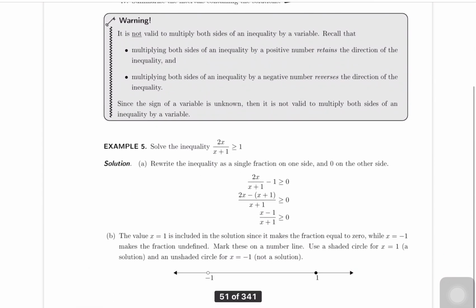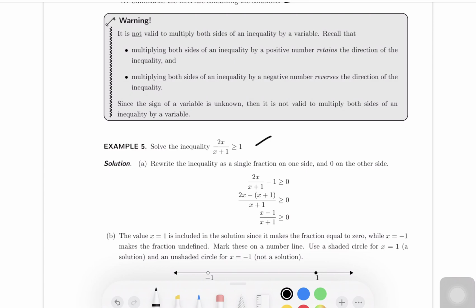Solve this inequality. The first step is, since this is greater than or equal, it must be in this form. So we need to transpose -1 to the other side. So we have minus 1. Then operate. The LCD is x plus 1.